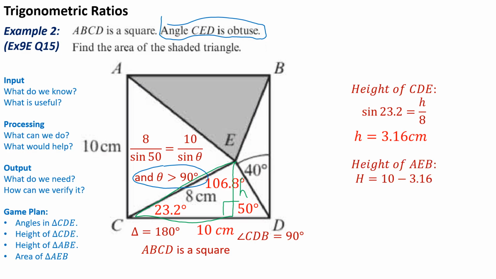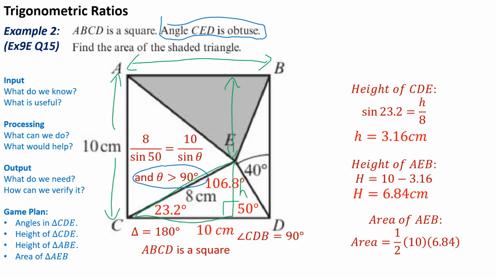And the next bit, these dominoes start falling down really quickly now. I know the height, so I can work out the height of the other triangle. This will be this distance here. And clearly, the two must add up to make 10 because we're looking at a square. So I've got that height as well. The last thing to notice is that, of course, AB is also 10 centimeters. So I can work out the area of the triangle I was asked for by using half times the base of 10 times the height of 6.84. I've got a shaded area of 34.2 centimeters.